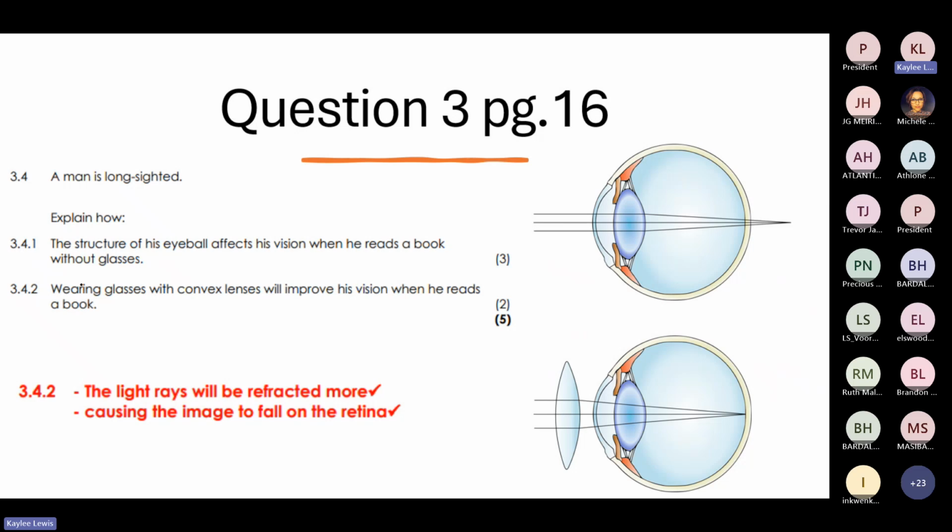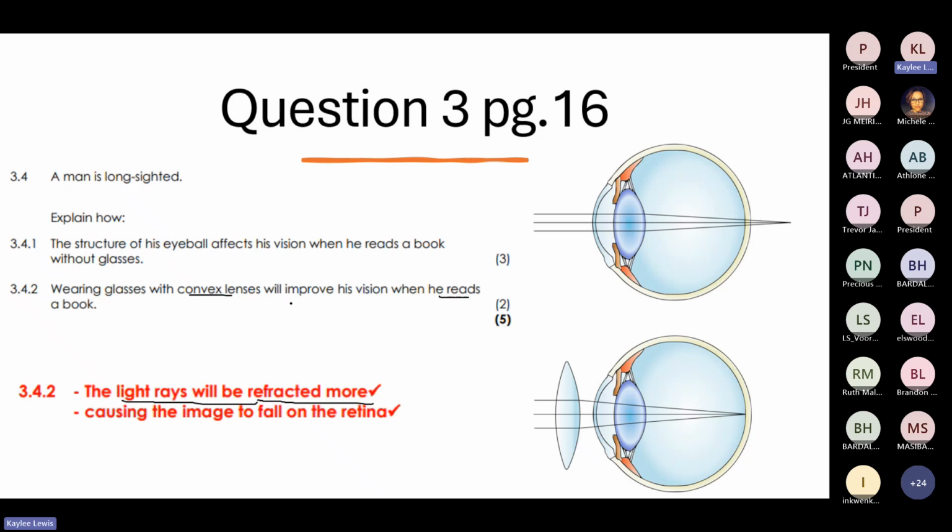So with this one, here you can see in the bottom picture, he is wearing a convex lens, and I say to you now, a convex lens bulges outwards. If it is convex, bulging out more, what does that mean for the light rays? Well, that means the light rays would be refracted more. So an extra layer of something being convex or bulging out more will refract the light rays more. So that's your first point. The light rays will be refracted more.